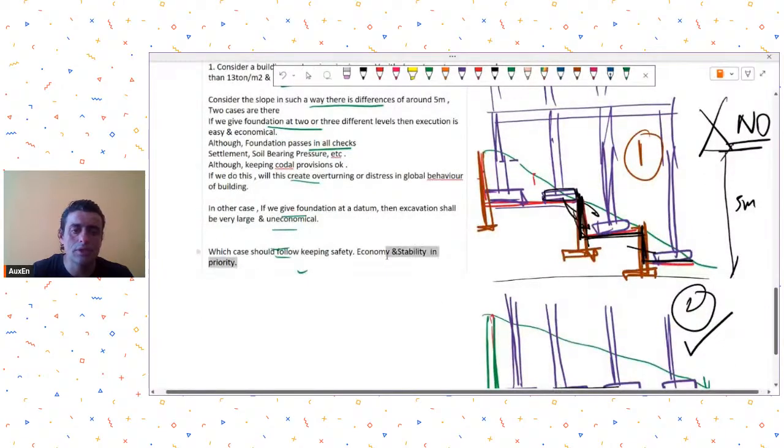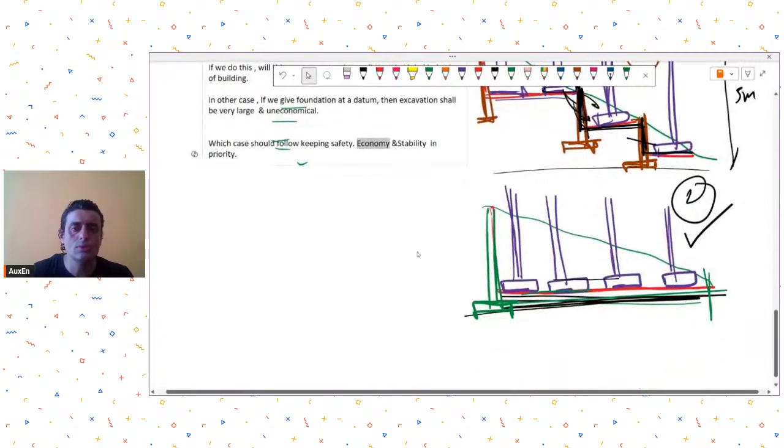And when it comes to safety, economy, see, economy for an unsafe structure carries no meaning. So, case one is no, no. Go with case two, that is better.